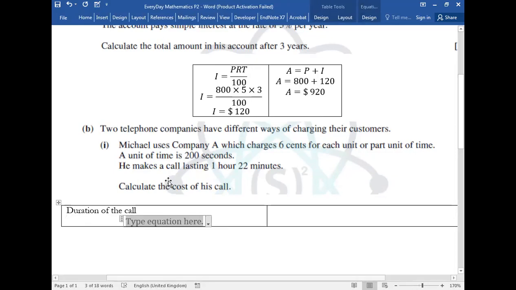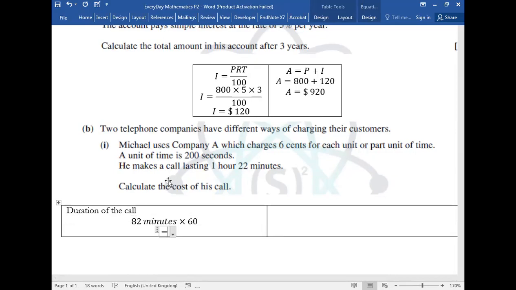How do you find the duration of the call? 1 hour and 22 minutes. So 1 hour, you can convert it into seconds. 1 hour is 60 minutes. So this is 82 minutes. Is that right? You convert 82 minutes into seconds. How many seconds do you get? 4,920 seconds.